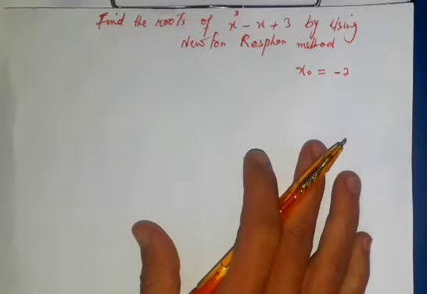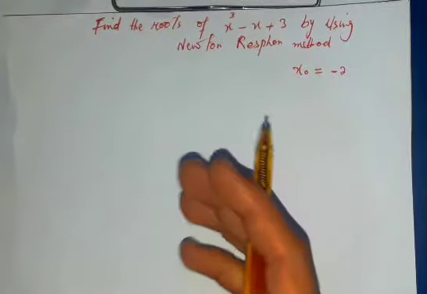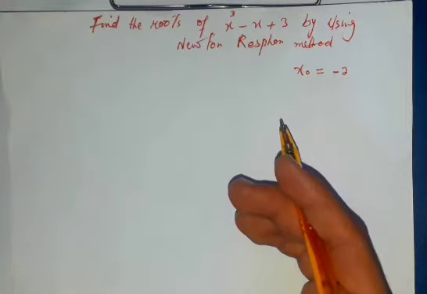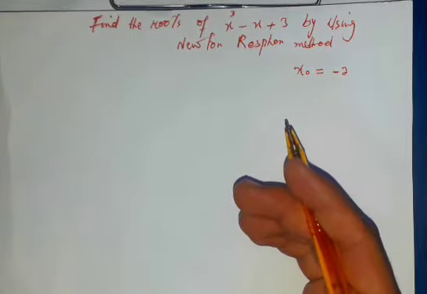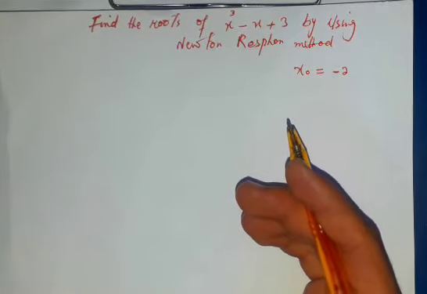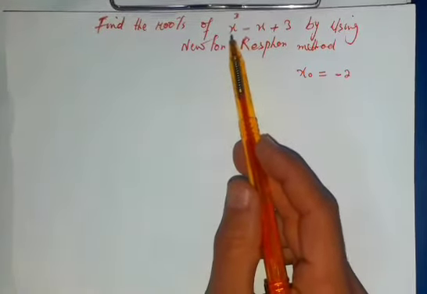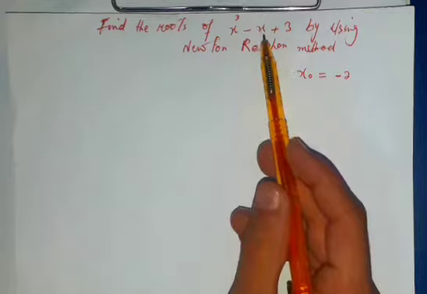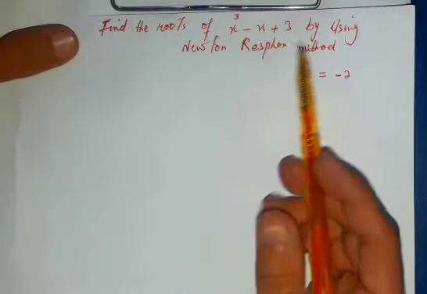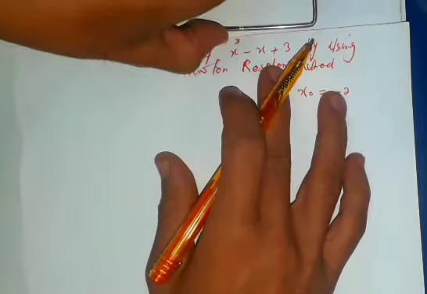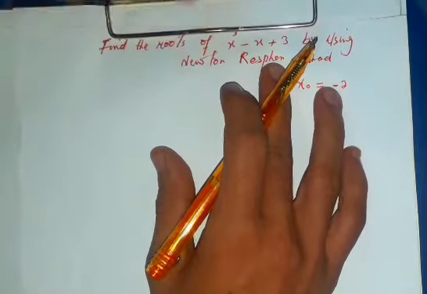Hi dear friends, in this video we are going to learn about calculus, and particularly we'll be talking about how to use the Newton-Raphson method to find the roots of a function. We are given a question: find the roots of the function x cubed minus x plus 3 by using the Newton-Raphson method, and we have to consider x naught equal to minus 2. So we have to solve this question by using the method given in the question.